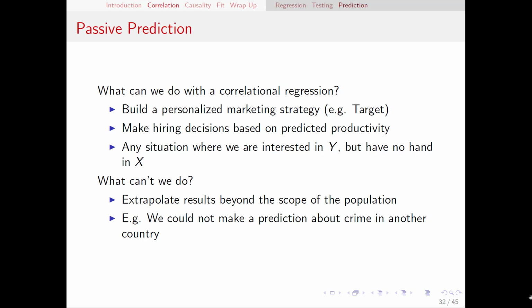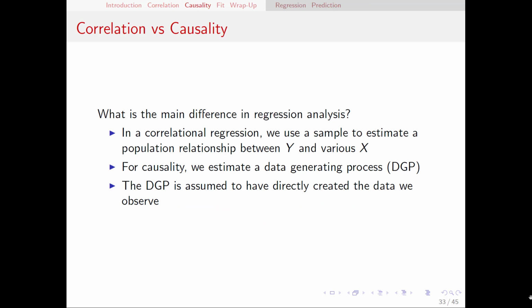Now that we've established what we can do and can't do with a regression for correlation, let's talk about causality. To run a correlational regression, we actually needed very few assumptions. We were just saying that there's a relationship in the population, we have a sample, we're going to try to estimate that relationship.